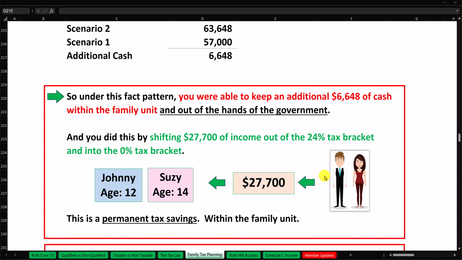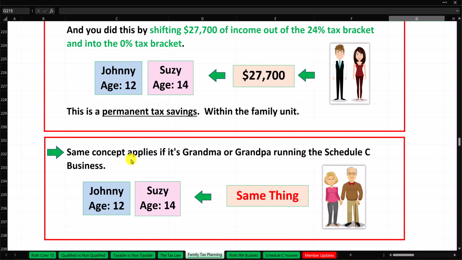Okay, so here's the 24% bracket. Over here, you took $27,700 and you shifted that over here into the 0% tax bracket. This is a permanent tax savings within the family unit. And the same concept applies if it's grandma or grandpa running the Schedule C business. You'd be shifting income out of this bracket right here and into the 0% bracket over here with the grandkids.